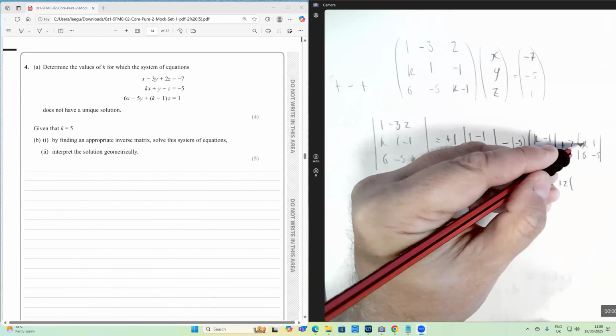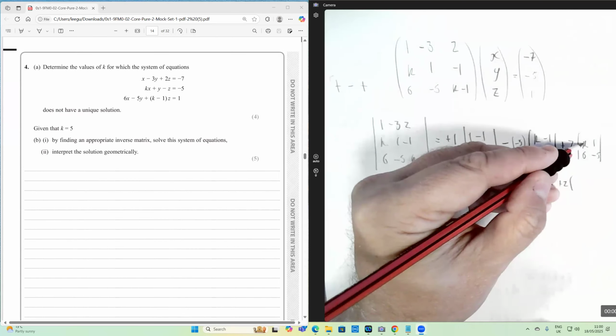We're going to have minus 3k minus 10k plus k, which is minus 12k. So there we go, that's those dealt with. And then we've got here plus 18 minus 6 minus 12. That cancels out, so that comes to 0. So therefore, that is our determinant. And we need to set this equal to 0 in order for us to not have a unique solution.